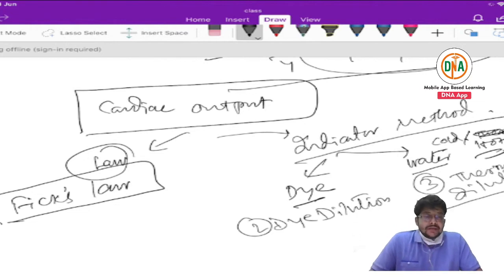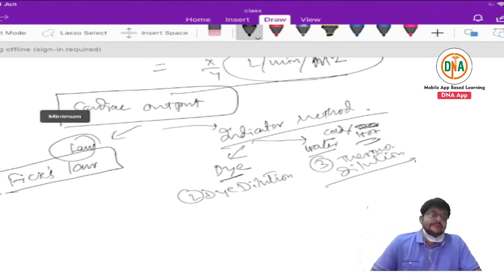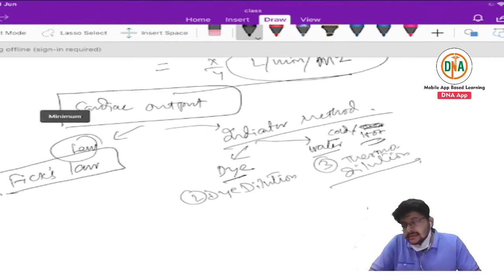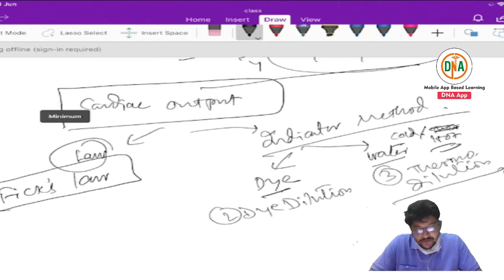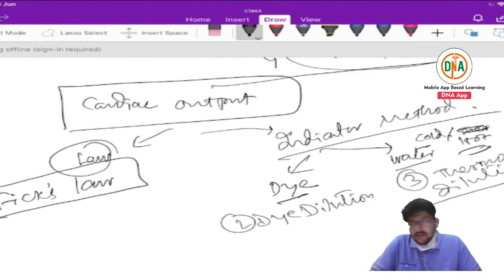So three things. First is the Fick's law. Second is the dye dilution. Third is the thermodilution. So basically Fick's law. Now we shall come to the Fick's law.